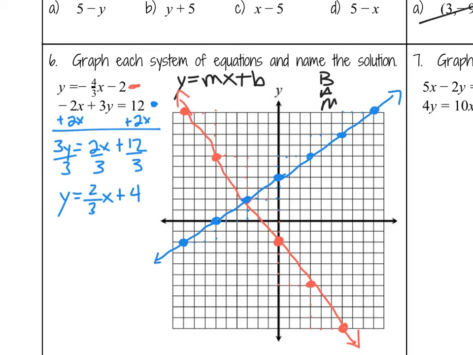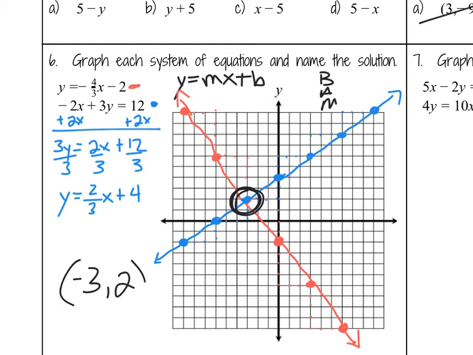Now what I am after, of course, is this intersection right there. Looking for me to name the solution. Whenever we name a solution, we do so with the ordered pair. So if we count it over, we sit at, let's see, 1, 2, 3, negative 3, and then up 1, 2. This sits at negative 3 and positive 2.